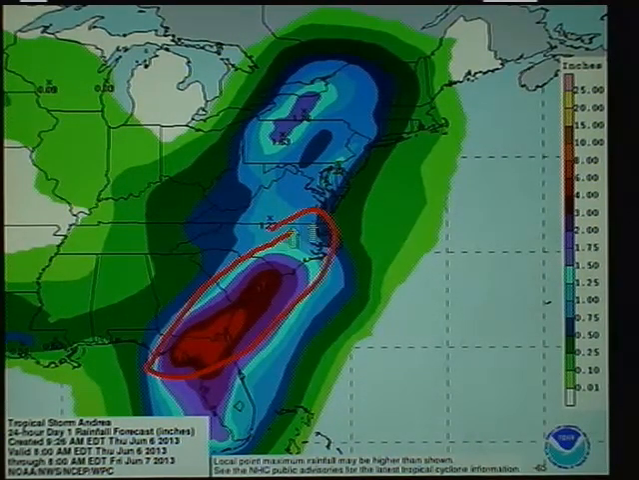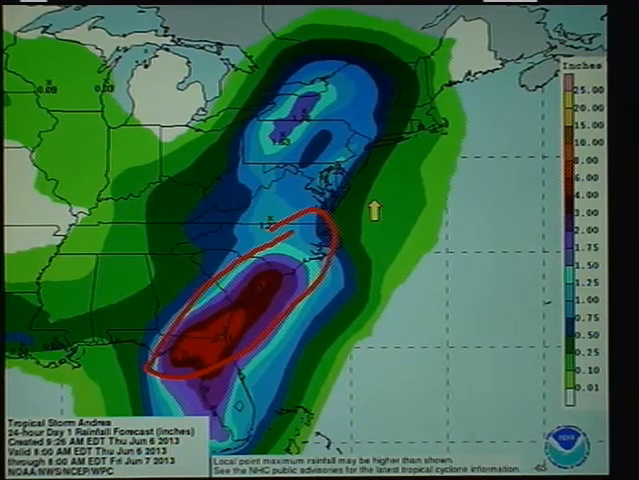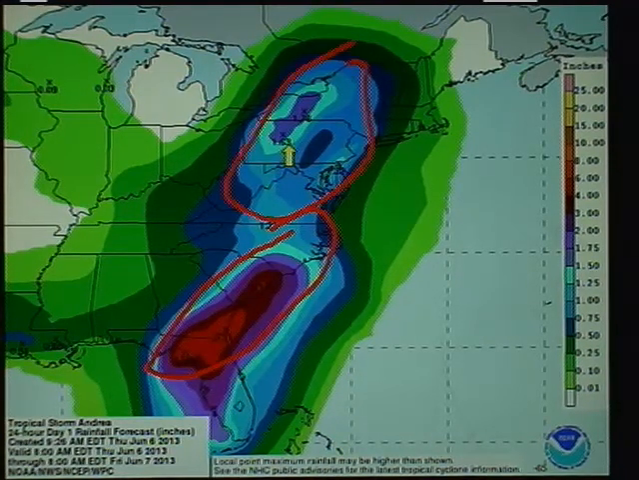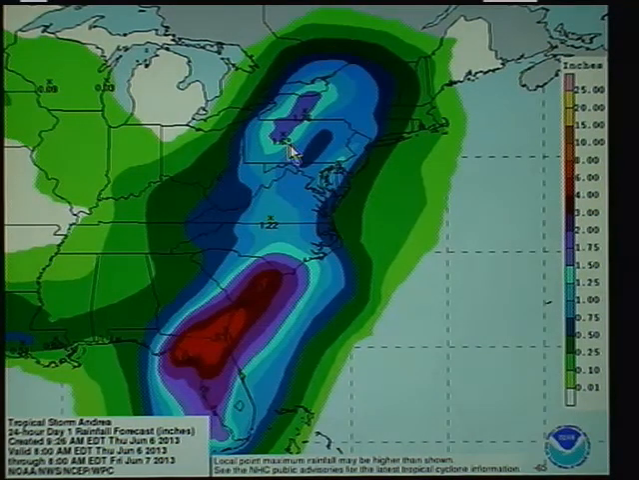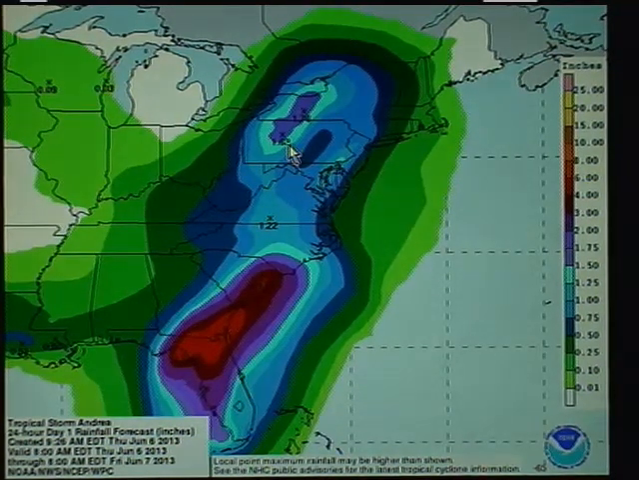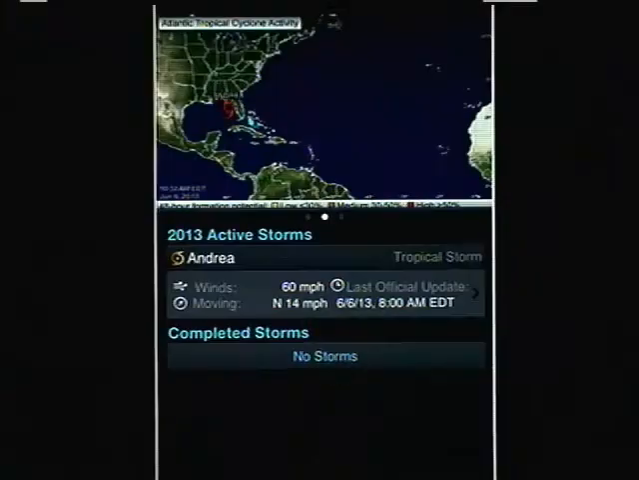Yeah, several inches of rain falling from Florida all the way up through the Carolinas, the mid-Atlantic states, and then even some of that moisture getting squeezed out up into the interior sections of Pennsylvania and New York. A wet time of it ahead for sure.